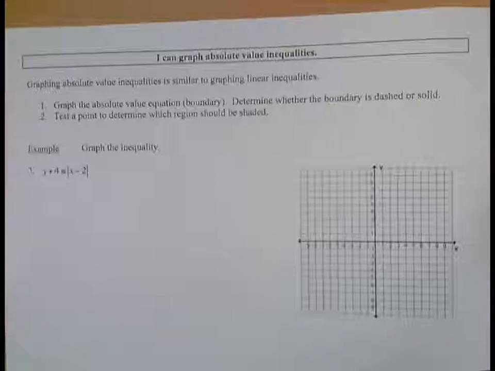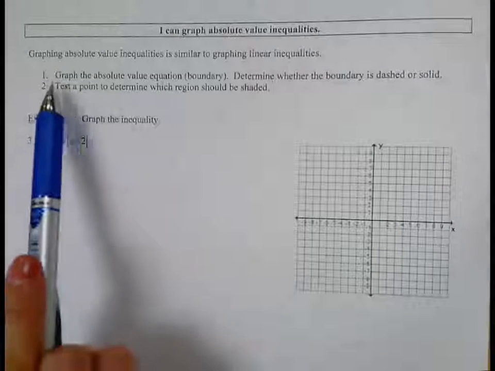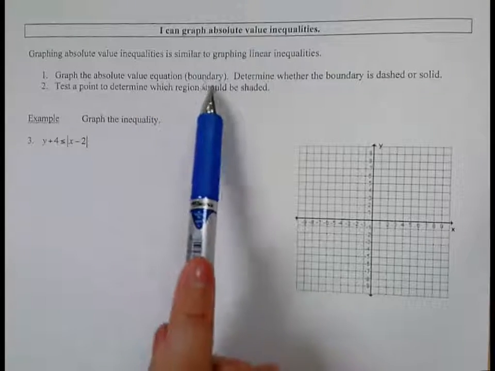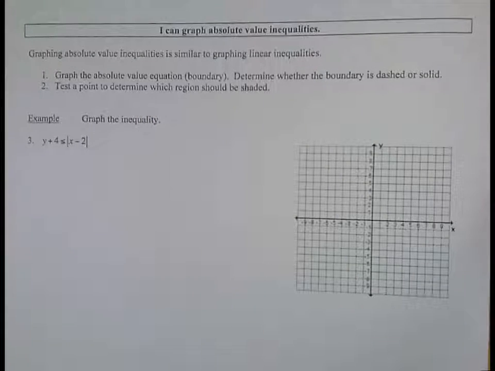All right, the last example I have for you is now switching to absolute value inequalities. And graphing these is, again, like I said at the very beginning, a very similar process to graphing a linear inequality. You are first going to graph the absolute value equation, the boundary, and then determine whether that boundary is solid or dashed, and then test a point to determine which region should be shaded. So really the same steps, it's just now you're not graphing a line, you're graphing an absolute value graph, which is a V.